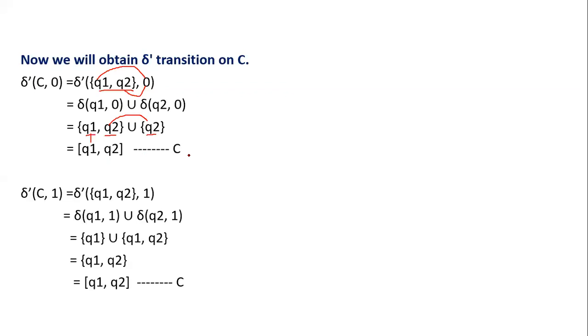Okay, the next one, C comma 1, the transition for the state C with the input symbol 1. We follow the same procedure for C. We replace it with Q1 and Q2 and read the input symbol 1: delta of Q1 comma 1 union delta of Q2 comma 1. We have to find Q1 comma 1 and Q2 comma 1 from the diagram. Here we have Q1 and Q2, and we mention them only once.